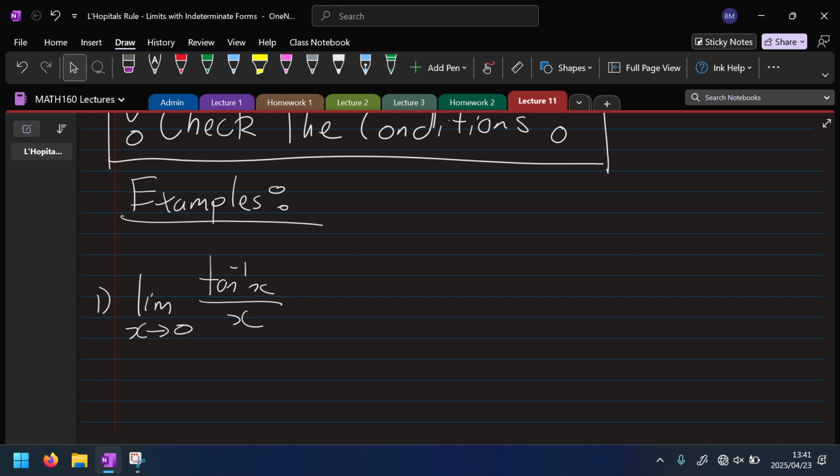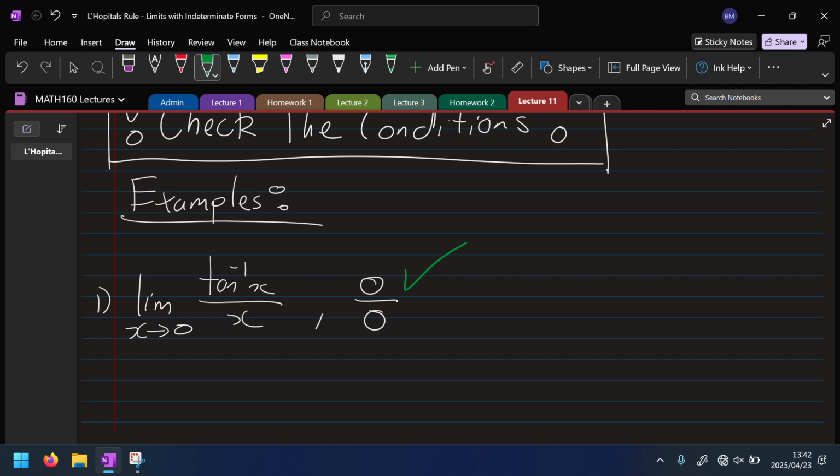Okay, arctan of 0 is? Tan of 0 is 0. So arctan of 0 is 0. Okay, you just go back and forth. Or you use your calculator. You've got the inverse functions on there. Okay, in the bottom, when x is 0, bottom is 0. So we end up with 0 over 0. Okay, so that's good. 0 over 0. Condition 1, check.